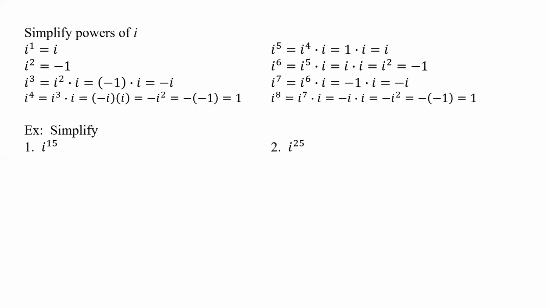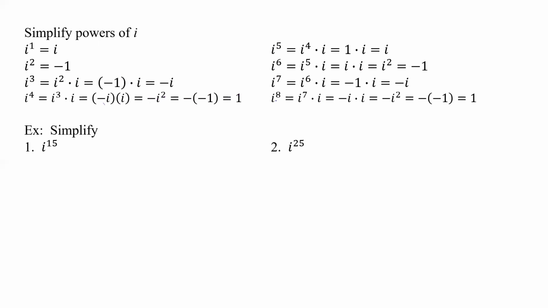I to the fourth is I cubed times I. And again, we're keeping that I in there so we kind of know what's going on. And I cubed was a -I, so we have a -I times a positive I. Well, that's going to give us a negative I squared. Well, I squared is -1, so it's a -1, which is just 1. Okay. Now we can move on.